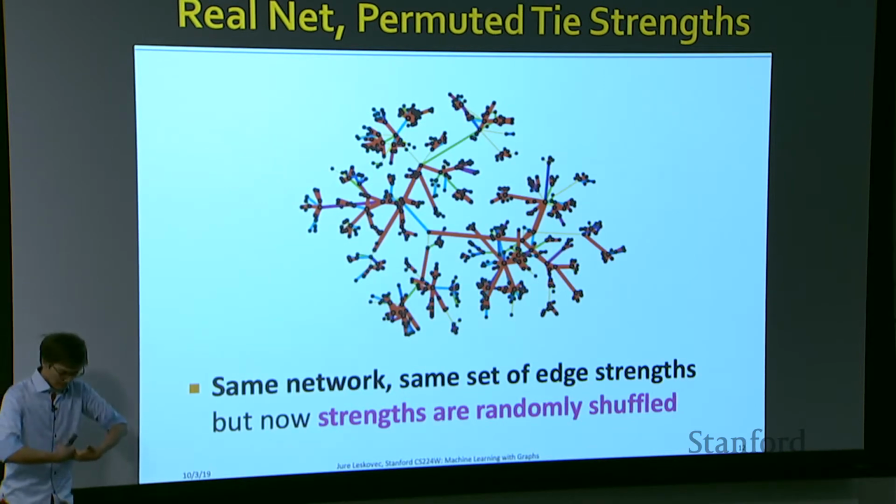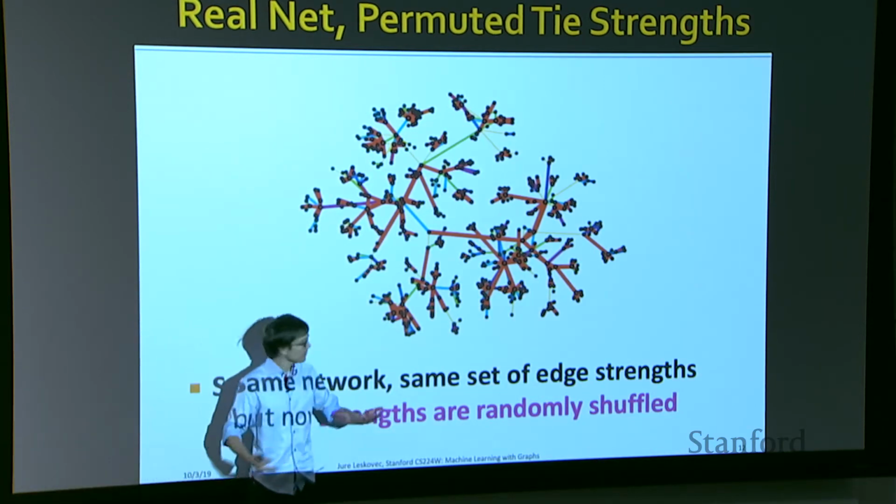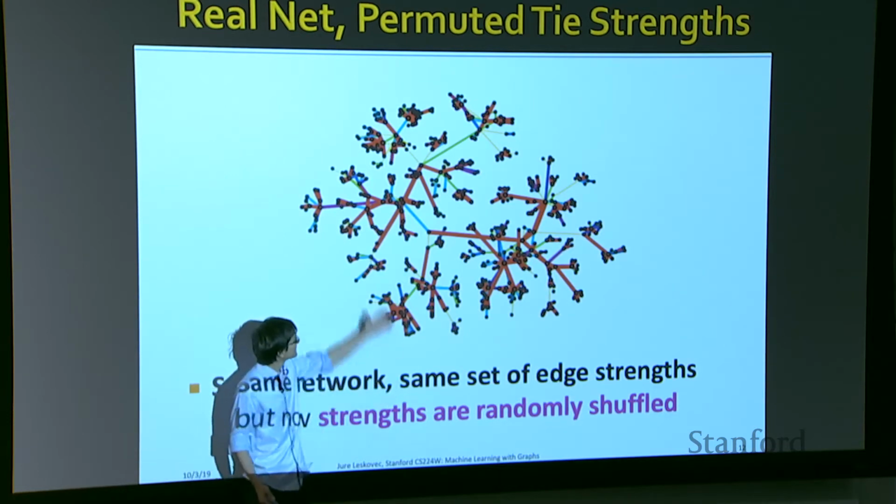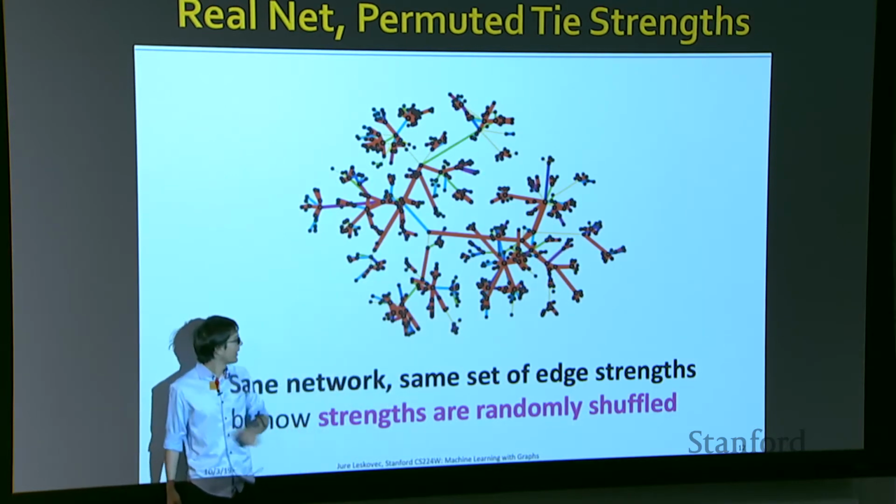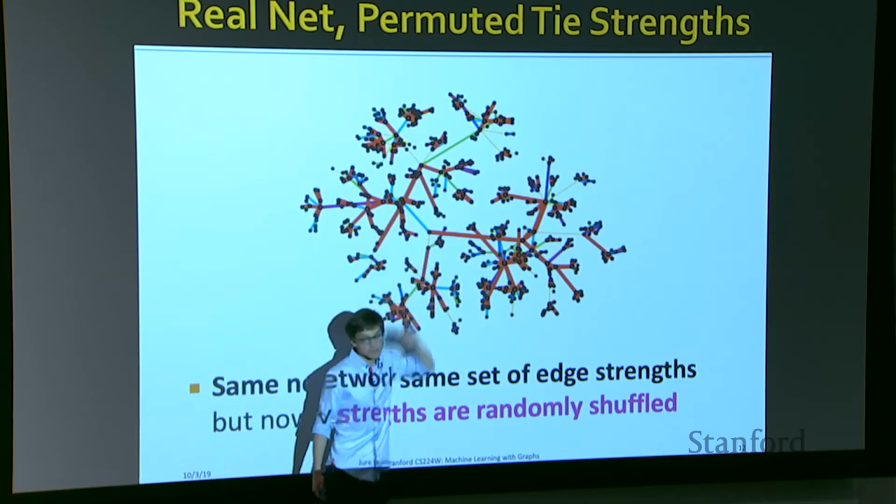So if the strength of the number of phone calls would be independent of the network structure, this is how the network should look like. You see that now these long-range edges, lots of them are red.